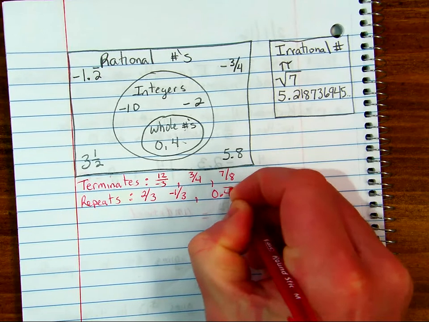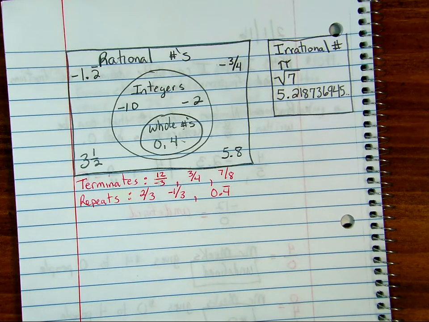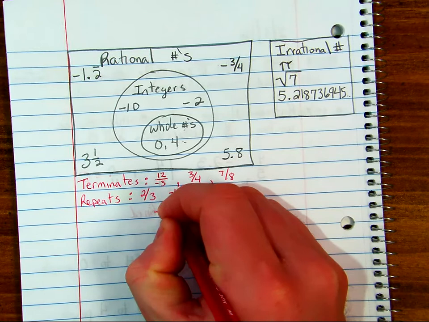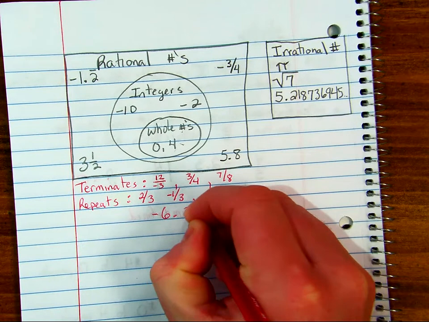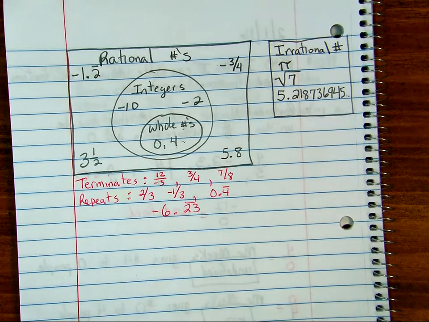0.4 with a line over it is 0.4444444444444. Negative 6.2323232323232323232323232323. That's a repeating decimal. Therefore, it's rational.